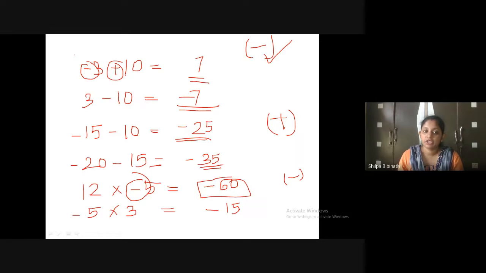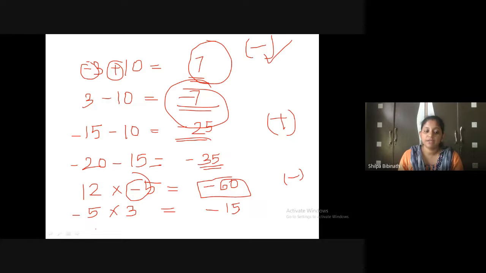Here for addition and subtraction of integers, what we see: if one is a minus sign and one is a plus sign, that is, one is positive and one is negative, you check which is the bigger number, isn't it? And that sign you will put for the answer, and you are going to subtract. Okay, if the bigger number is positive, your answer will be positive. If the bigger number is negative, the answer will be negative.